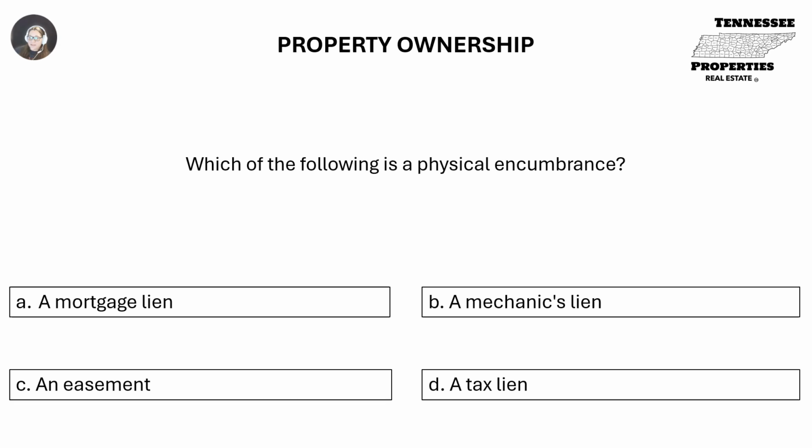Which of the following is a physical encumbrance? A. A mortgage lien, B. A mechanic's lien, C. An easement, or D. A tax lien. C. An easement.